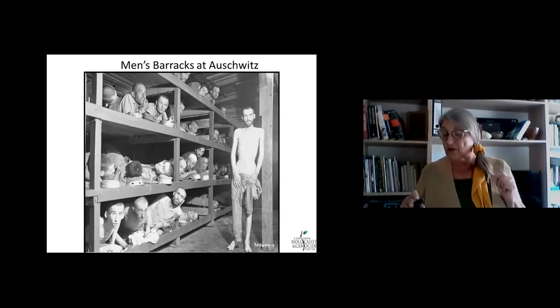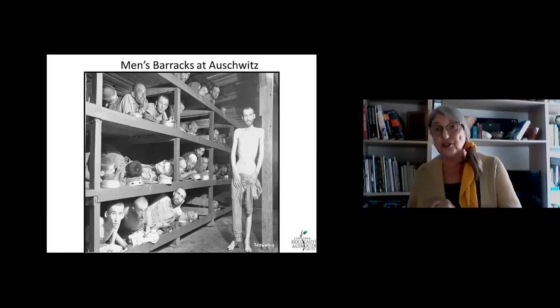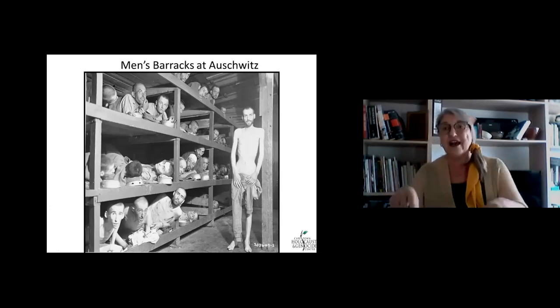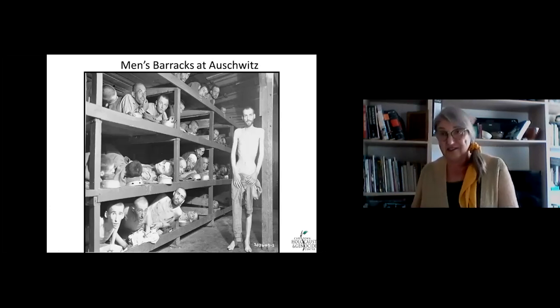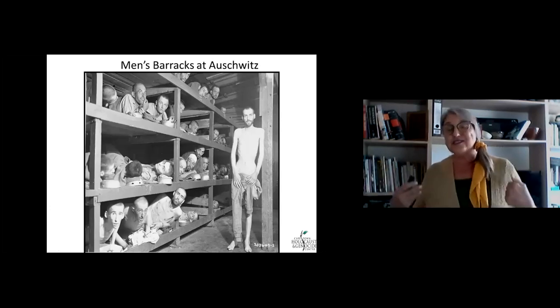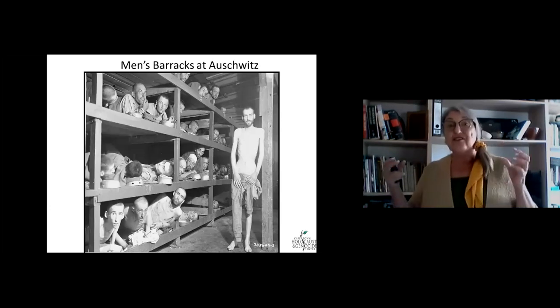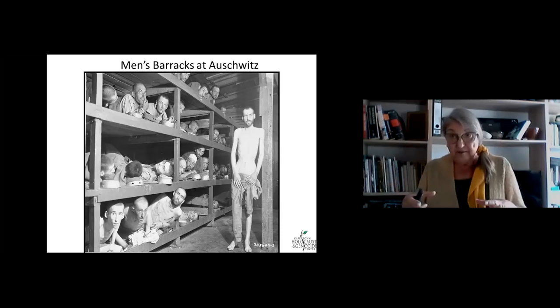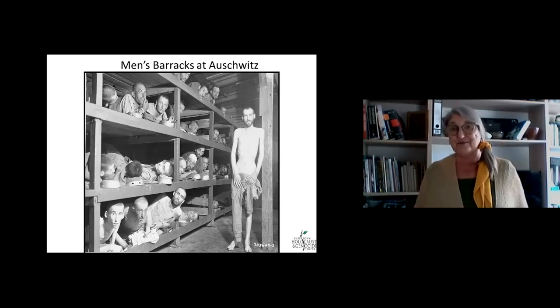Now, grade 9, the other thing I want to tell you is that all the photographs that I have shown you in this unit are taken by the perpetrators. They are taken by the Nazis. Jews were not sent to the camps with their cameras. So this is evidence that comes from the people who perpetrated this genocide.